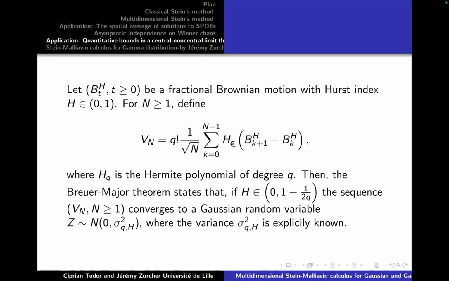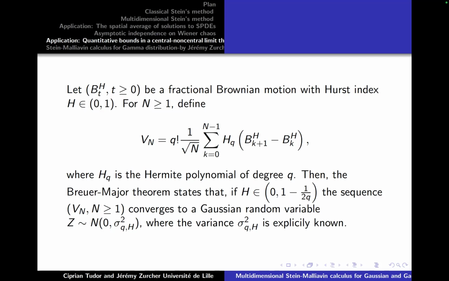And Q is a Hermite polynomial, the Hermite polynomial of order Q, okay? So for this sequence, the increments of the fractional Brownian motion are not independent. They are correlated, okay? But what happens? Sometimes the partial sum of the increments goes to a Gaussian distribution, and sometimes it goes to something else. If the correlation is not so strong, then you have a Gaussian limit, and for not so strong, you have to assume something on the Hurst parameter H. If the Hurst parameter is between 0 and 1 minus 1 over 2q, then this sequence converges to a Gaussian distribution with zero mean and some variance that you can compute explicitly.